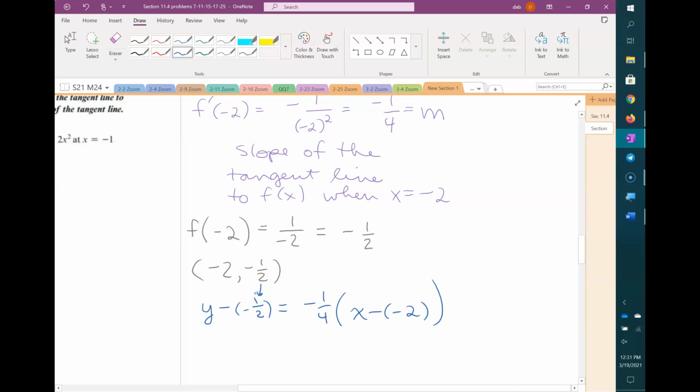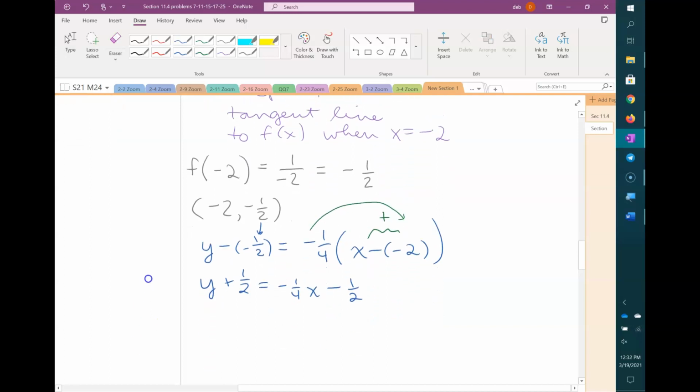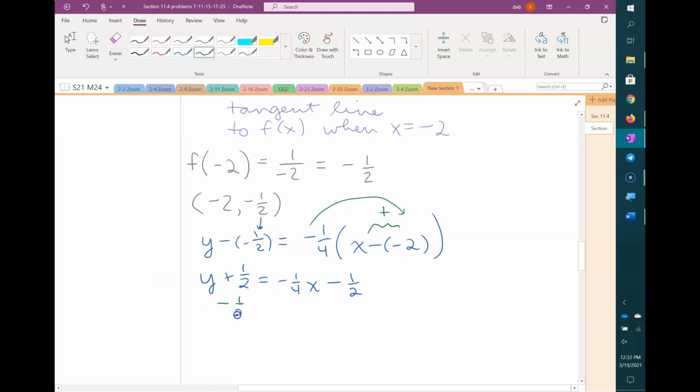The y goes with the y. So I have y plus 1/2 equals -1/4 x minus 1/2. This minus a negative becomes a plus, and then I distribute the -1/4 to the +2. Okay, so my last step is going to be subtract 1/2 from both sides, and y equals -1/4 x minus 1. This is the equation of the tangent line.